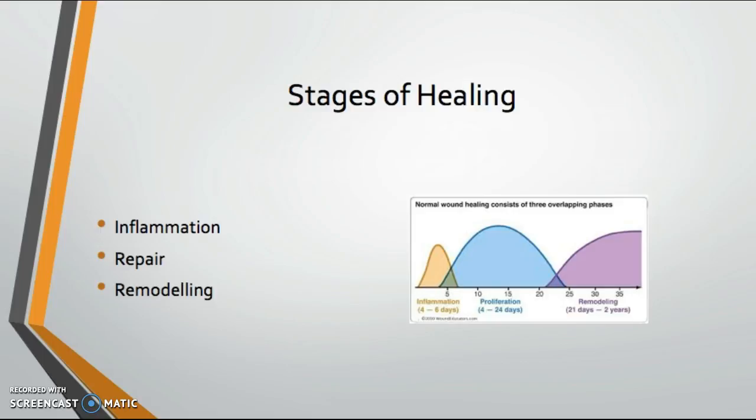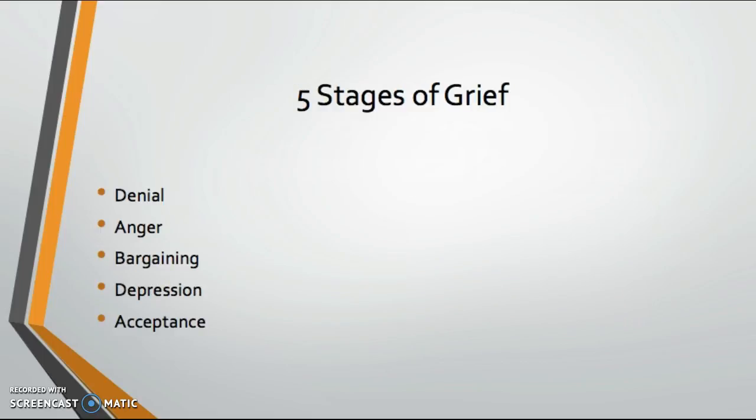Next are the 5 stages of grief. This is denial, anger, bargaining, depression, and acceptance. Denial is essentially just not accepting the injury. It's a defense mechanism, and it buffers the shock.